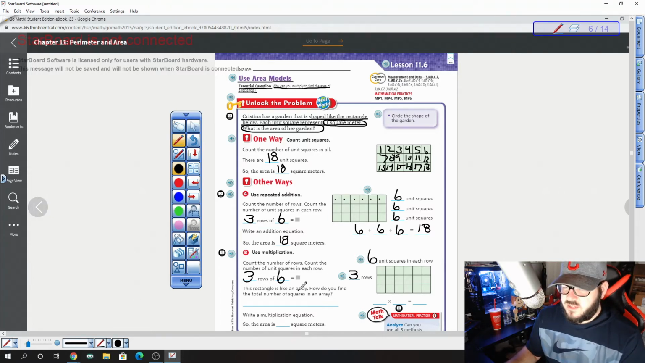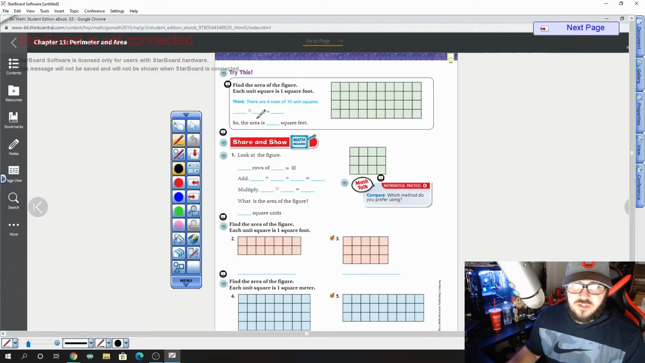And this rectangle is like an array. How do we find the total number of squares in an array? Well, we multiply. We write a multiplication equation. We're going to do 3 times 6, and 3 times 6 is 18. So just like the first two answers, we have obviously the same answer because it is the same rectangle shape with the same number of squares. So this has showed us that instead of counting, we can quickly solve the problem by doing a multiplication problem. All right, let's take a look at this on the next page.